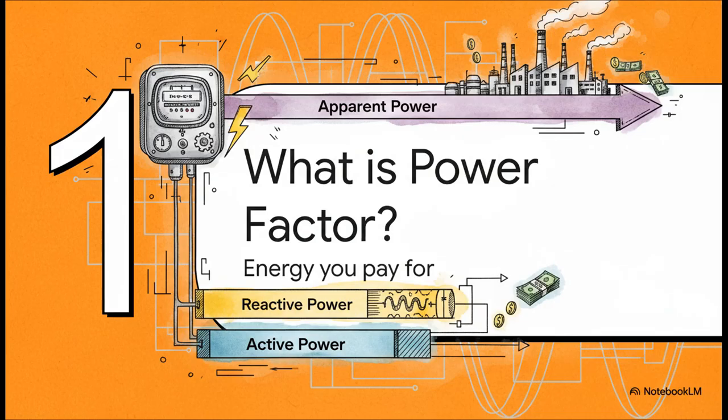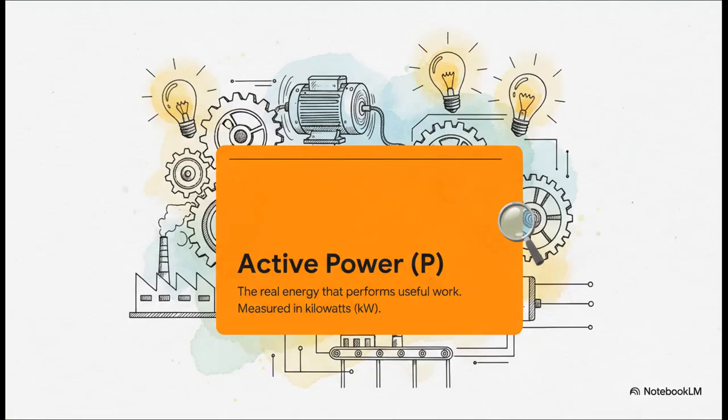Okay, so what is this power factor thing really? Well, to get it, you first need to understand that you're actually paying for three different types of power every month, but only one of them is doing the real work you care about. First up, you've got active power. Just think of this as the good energy. It's the juice that actually gets the job done. It spins your motors, it lights up your facility, it runs your machinery. This is the energy you want and expect to pay for, and it's measured in kilowatts.